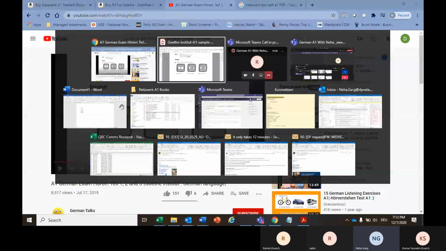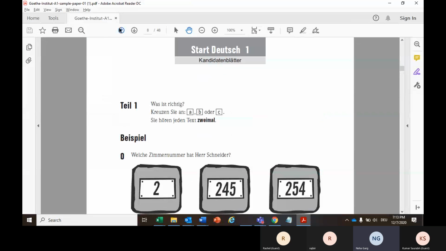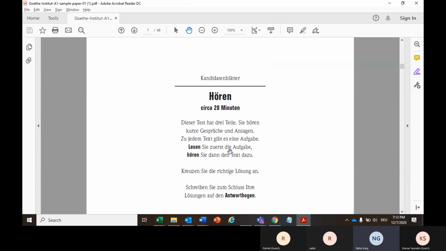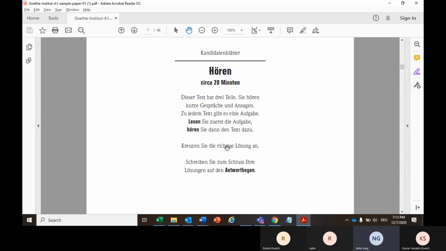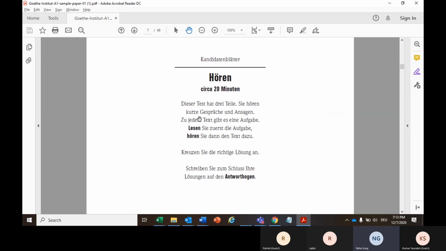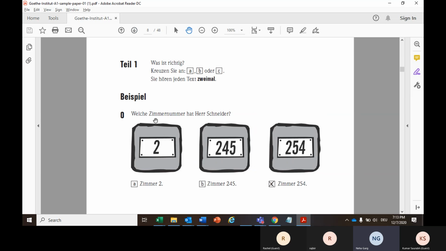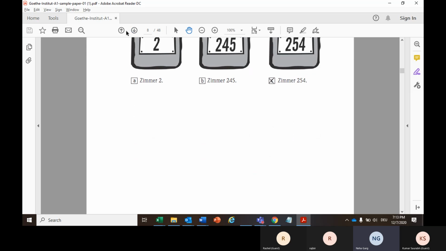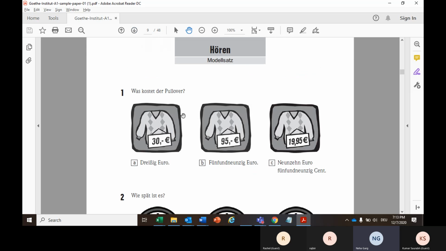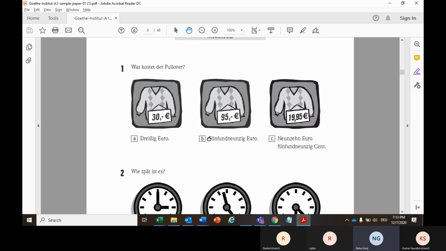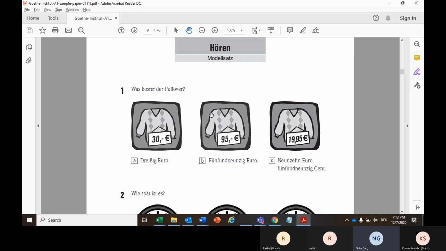Now you must have noticed the audio had all the information which is written here. So in the exam also it's going to be the same. They are going to read all the information for you before starting the exam, and then there will be one Beispiel also, one example before the main category starts. Now here in Teil 1, as I said, there are 6 questions, and each audio for each question will be played twice. So I'm going to play them now.